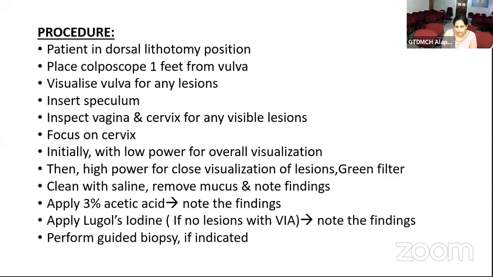After that, we can go in for the green filter effect. That is, when you put on the green filter, you can see any abnormal vasculature. Then clean with saline, remove the mucus, note the findings, and you can record also. Apply 3% acetic acid first and note the findings, then go for Lugol's iodine application, and then note the findings. Perform guided biopsy if indicated, at the same setting.